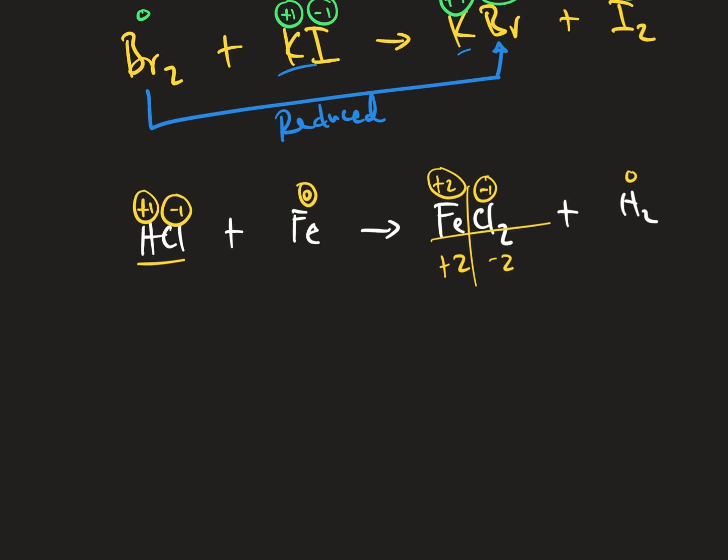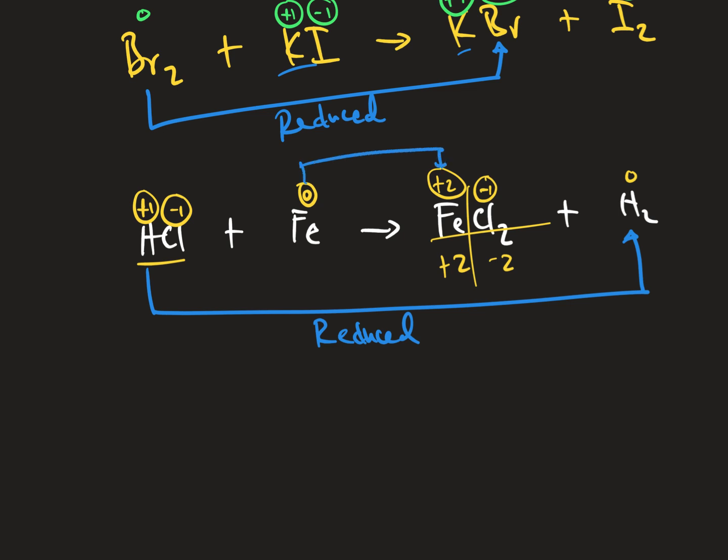So which one is reduced? The hydrogen goes from +1 to 0. Notice it doesn't go negative, but it's still reduced, right? Still lowered. So which one is oxidized? The iron. Oxidized. Does that make sense?